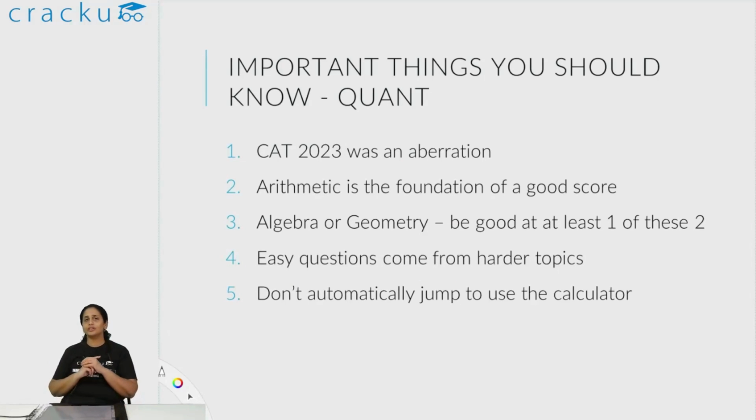Now the important things that you should know about the quant section are, firstly, a lot of people who are coming in CAT 2024 would be looking at CAT 2023 and then they would look at the quant section and be like, there is no way I can solve this quant section. There's no point in me taking CAT 2024. This is too difficult. CAT 2023, the quant section was an aberration. A quant section this difficult had not been seen for over 15 years. So if you're making a decision based on CAT 2023, I'd say don't make a decision based on 1 year.